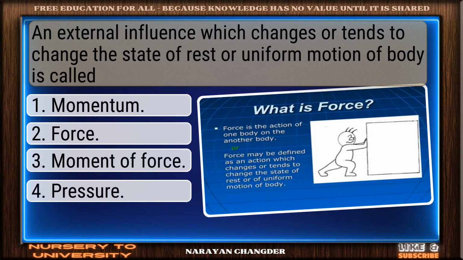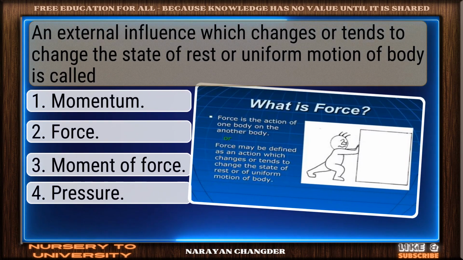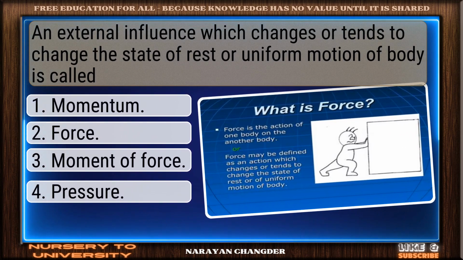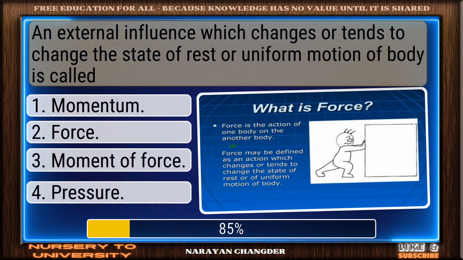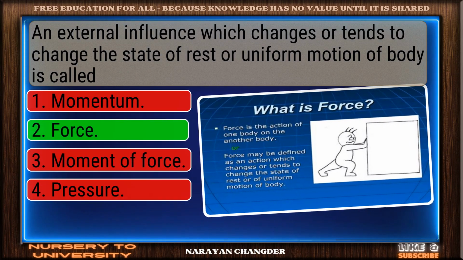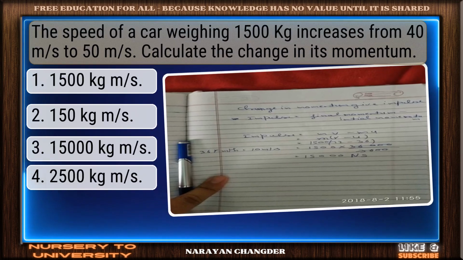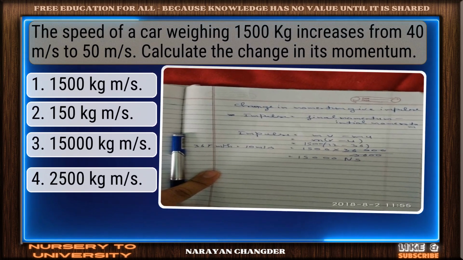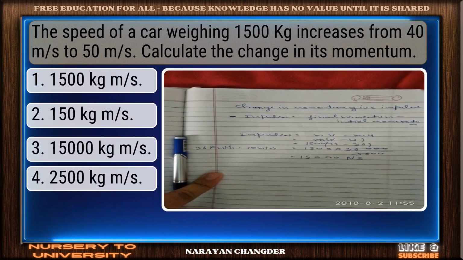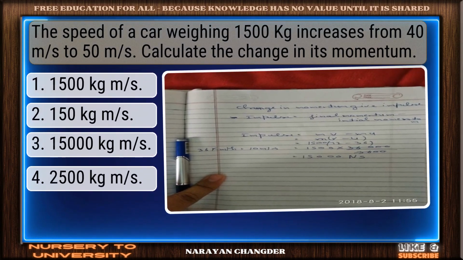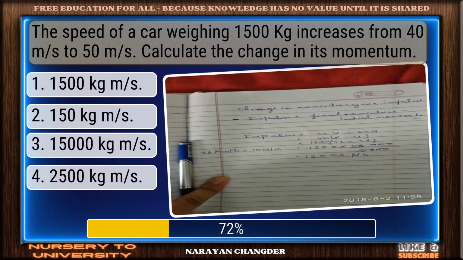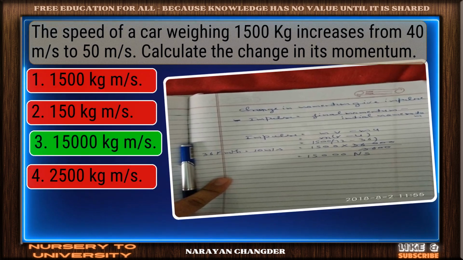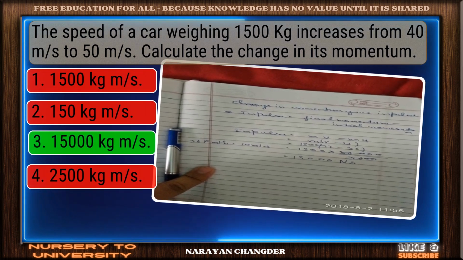Question number 92. An external influence which changes or tends to change the state of rest or uniform motion of a body is called... Great job. Force is the accurate answer. Question number 93. The speed of a car weighing 1500 kg increases from 40 m/s to 50 m/s. Calculate the change in its momentum. Nice work. You chose 15000 kg m/s and it is correct.